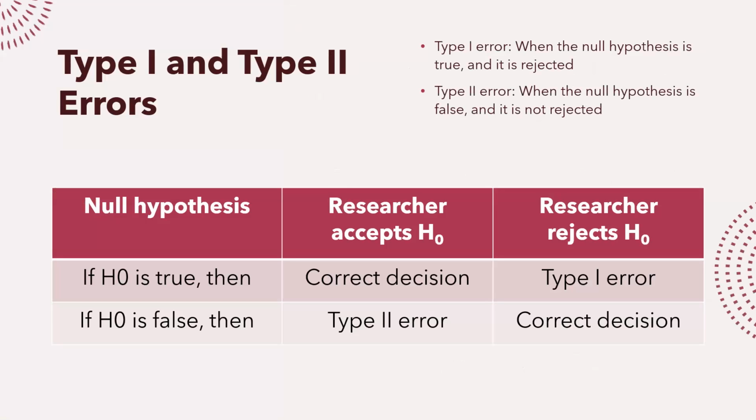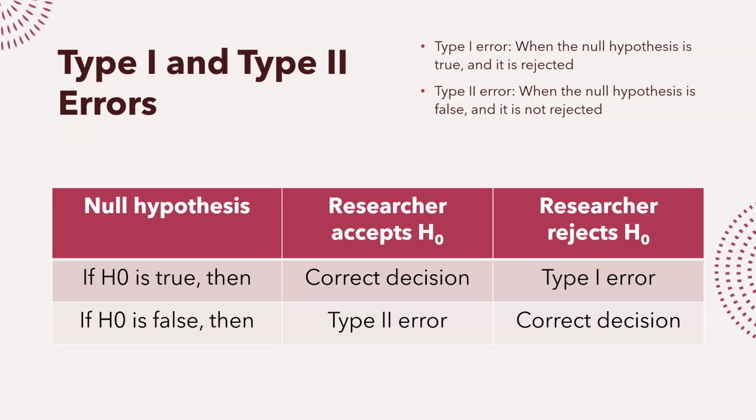Accepting a hypothesis does not mean that the hypothesis is true. It only means that the information collected does not support the rejection of the hypothesis. Two types of errors are possible in hypothesis testing. They are type 1 and type 2 errors.